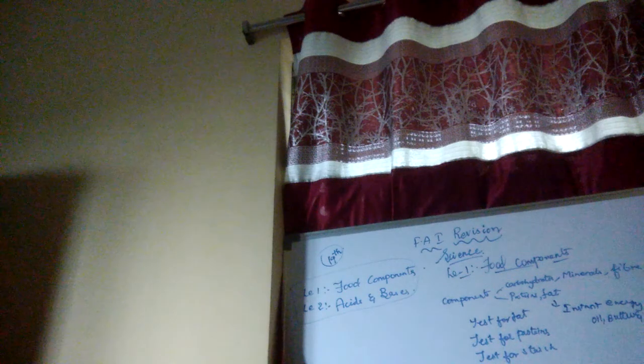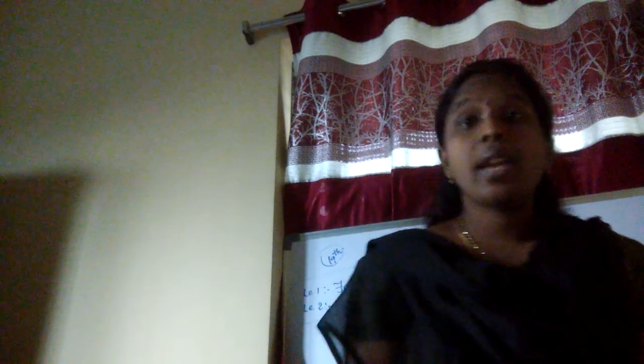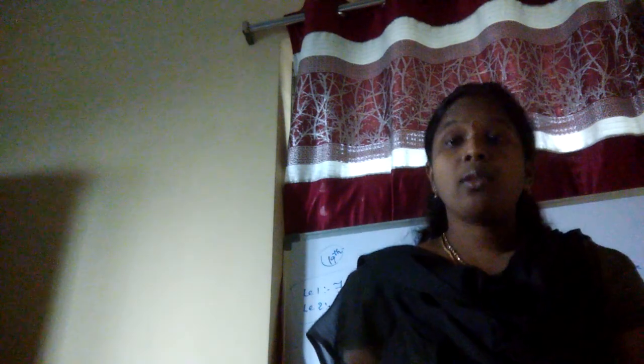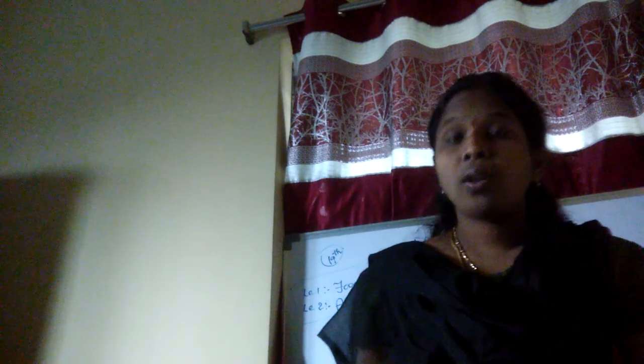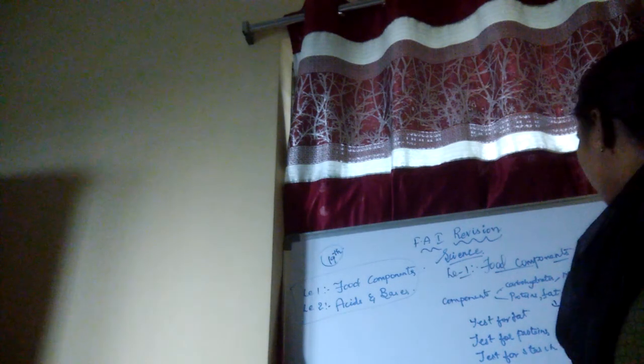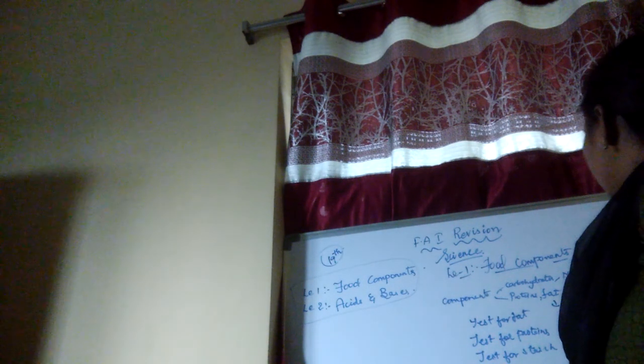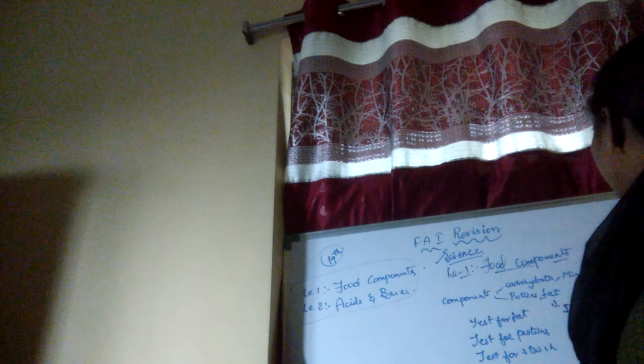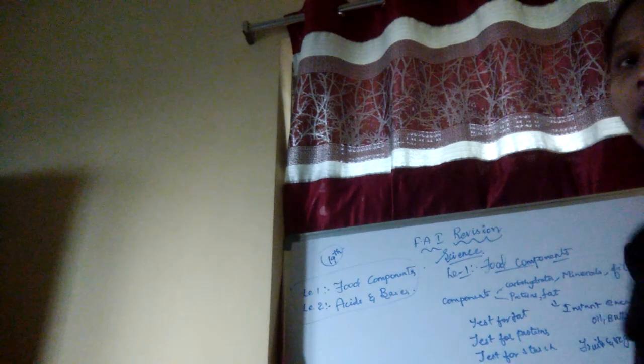So, vitamins and minerals. If you want to get vitamins and minerals, you have to fight with the diseases, whatever diseases are there. If you want to fight with that, we have to take vitamin food. Vitamin food means you have to eat fruits and vegetables. So these all come under vitamins and minerals.